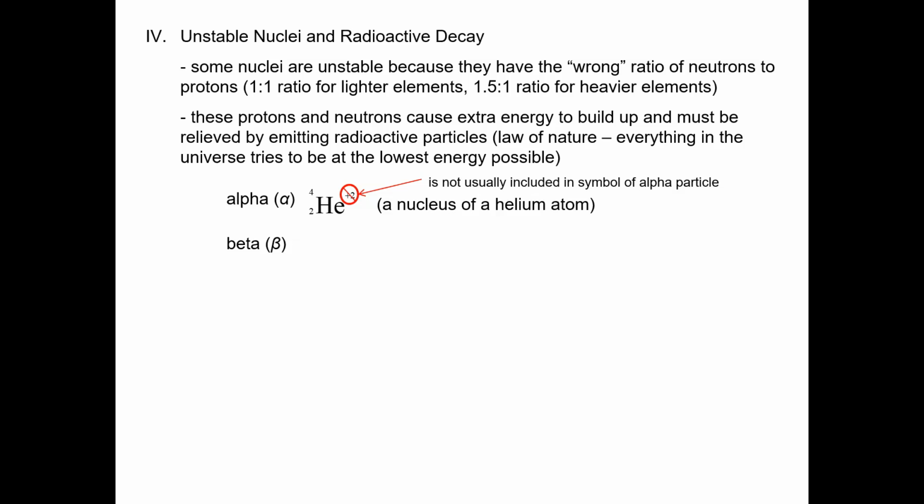Another radioactive particle that's possible is called the beta particle. A beta particle is essentially an electron. Now, I know what you're thinking. You're thinking, wait a minute. You just said that the electrons were not part of this discussion because electrons aren't in the nucleus. But technically they are. Right?